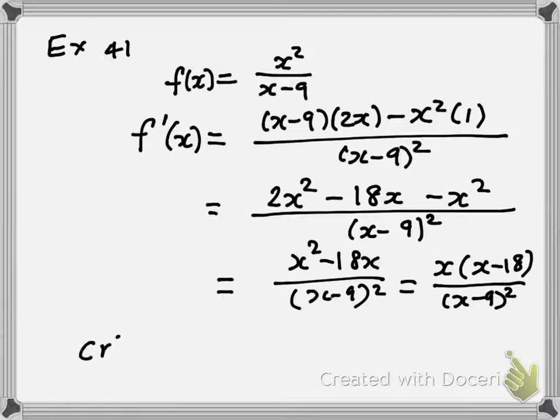The critical numbers are the thing that makes this 0, that will be 0. The thing that makes that 0, that will be 18. So it has only 2 critical numbers. But you'll be wondering, how about this number here? The number that makes the denominator 0. That is not a critical number because at x equals 9, f of 9 is not defined.